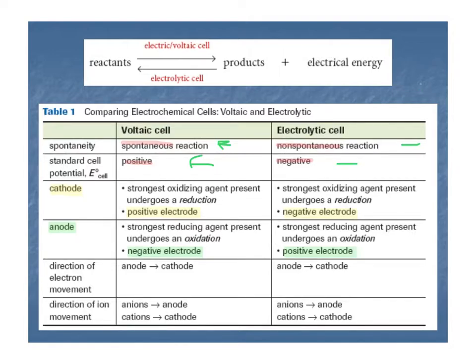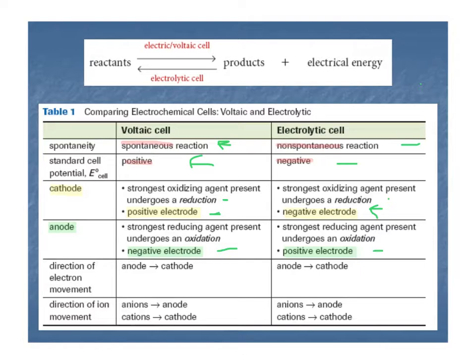However, for both the voltaic cell and the electrolytic cell, reduction is happening at the cathode. But the cathode is the positive electrode in the voltaic cell, whereas the cathode is the negative electrode in the electrolytic cell. Conversely, the anode in a voltaic cell is a negative electrode, and in an electrolytic cell, the anode is positive. So those are the major differences between the voltaic cell and the electrolytic cell.